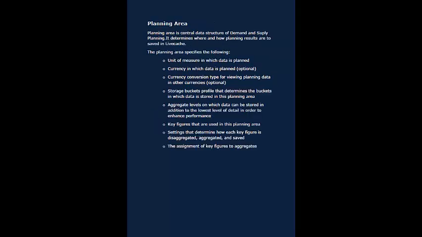Planning area. Planning area is the central data structure for demand and supply planning. It determines where and how planning results are to be saved in the live cache. Planning area specifies unit of measure, currency conversion type, storage bucket profile, aggregate, key figures, and the prerequisites for a planning area being created are POS and storage bucket profile.